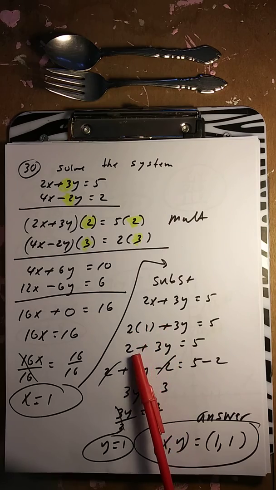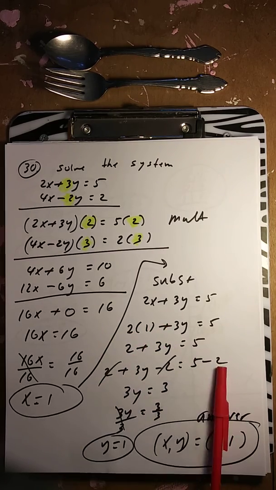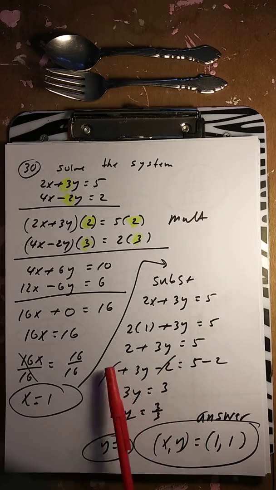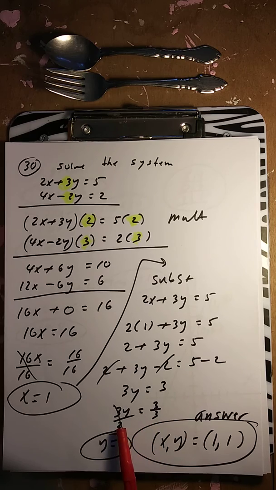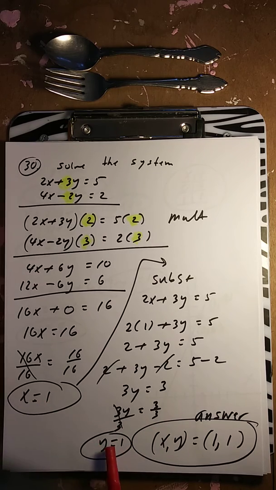2 times 1 is 2 plus 3y equals 5. Minus 2, these are gone. So we have 3y equals 3. Divide by 3. So y equals what? 1. So now we know that x is 1, y is 1.